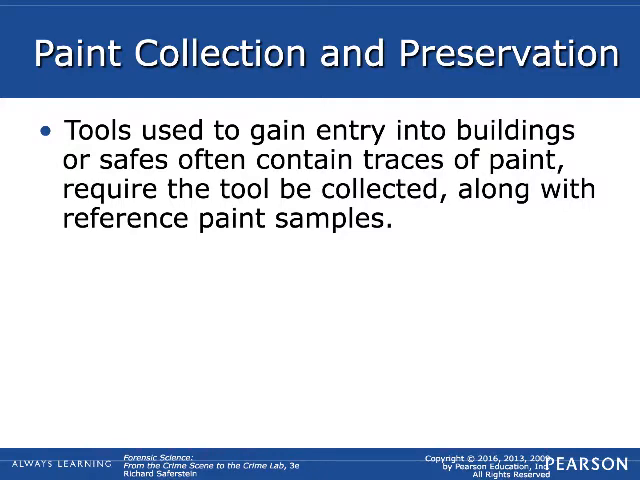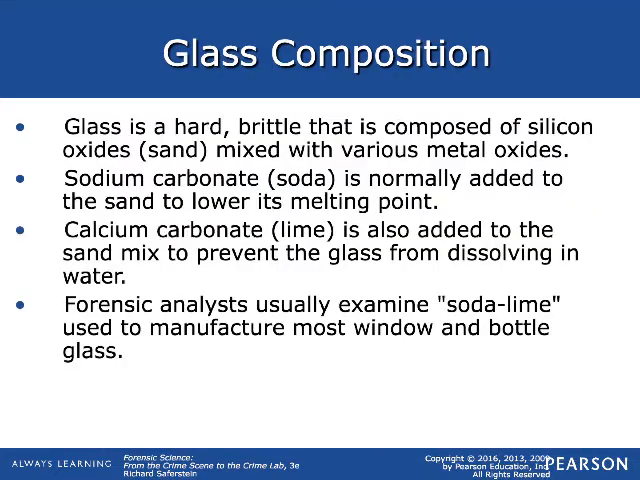Tools that are used to break into buildings or safes often have traces of paint on them. So the tool would be collected, and then you'd also collect reference paint samples. Whatever you broke into, you collect paint from the tool, you collect the tool, and you collect some paint from maybe the door frame or the window.